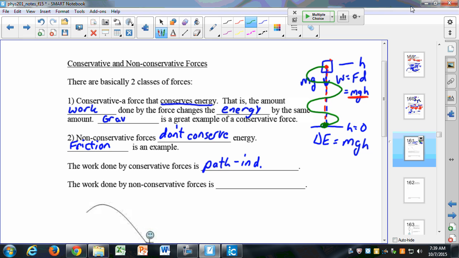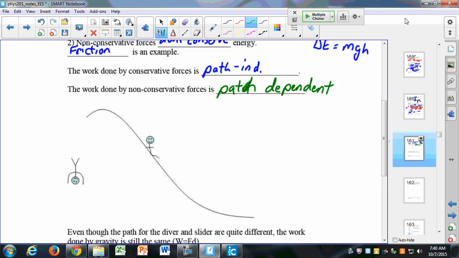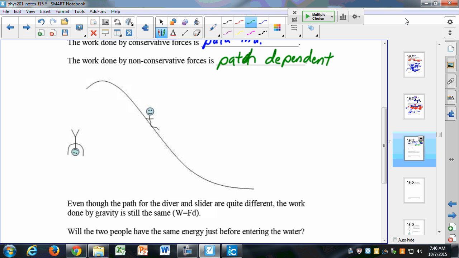Those are path independent, and the work done by non-conservative forces is path dependent. That means that with a non-conservative force, it does matter what is the path that you're taking. So imagine this: you have these two guys. They both start at the top, so they both start at the same position, and one jumps down, just straight down, and then the other follows this path along this slide.